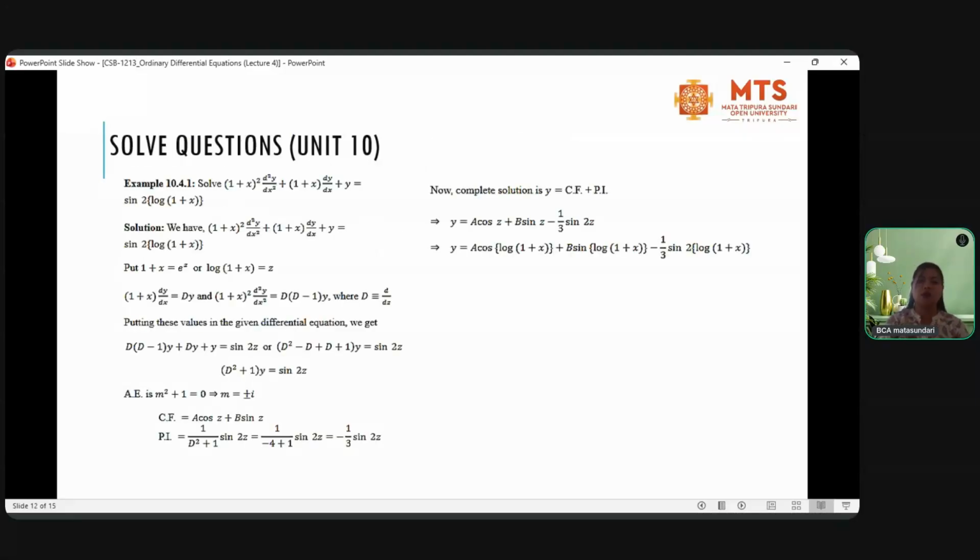So moving to our example solved questions for unit 10. Let's see the example here and go through it. If you have any doubt, you can cross question.